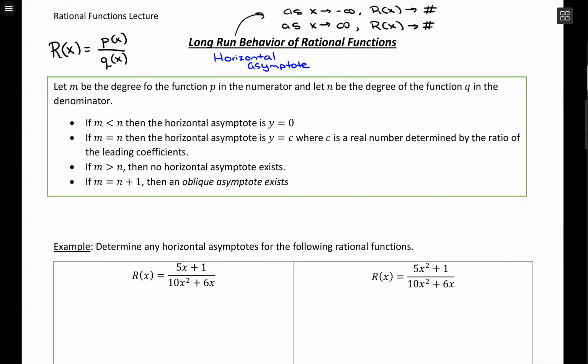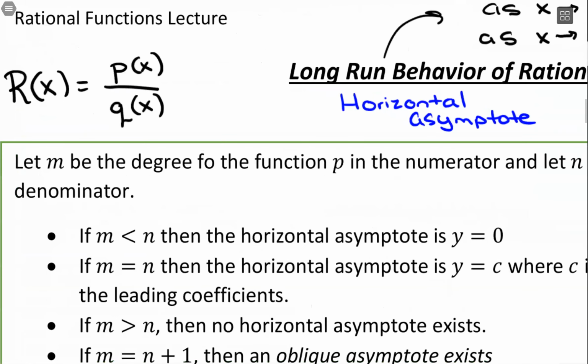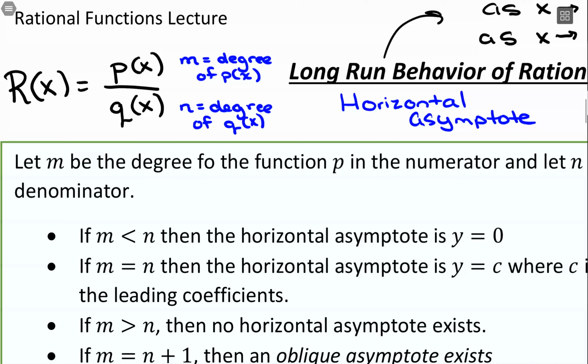In order to figure out what our horizontal asymptote's doing, we run a comparison of the degrees of those two polynomial functions. So what we're going to have is a letter m, which is going to be the degree of our numerator, and n is going to be the degree of our denominator. So again, the degree is going to be that highest exponent. So we want to compare those two numbers.